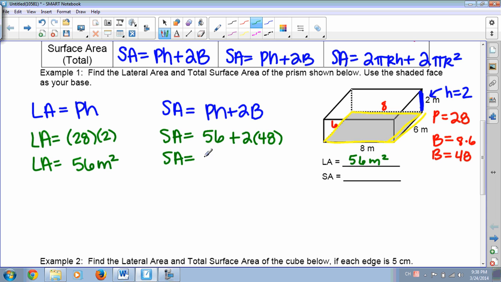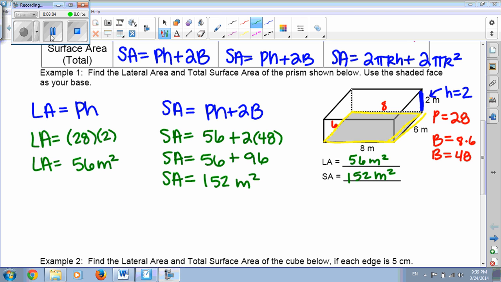So we have 56 plus 2 times 48. Well, 2 times 48 is 96. So the total surface area is 56 plus 96, which is 152 meters squared. It's still squared units because we're still talking about area. Surface area is a form of area. It's the flat area around the shape. So 152 meters squared is our total surface area.